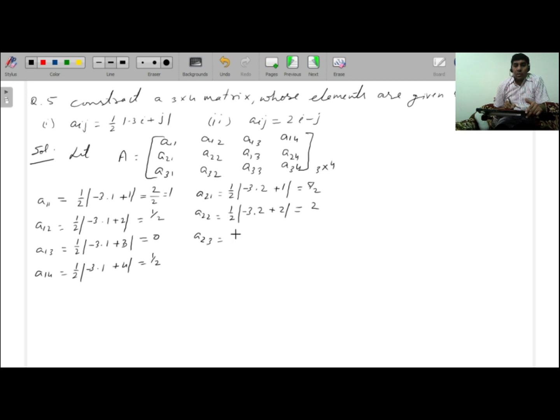A23, 1 by 2 modulus of minus 3 into 2 plus 3. Minus 3 into 2 is minus 6 plus 3 is minus 3. Minus 3 modulus is 3, so 3 divided by 2. A24, 1 by 2 modulus of minus 3 into 2 plus 4. Minus 3 into 2 is minus 6 plus 4 is minus 2. Minus 2 modulus is 2. 2 divided by 2 is equal to 1.